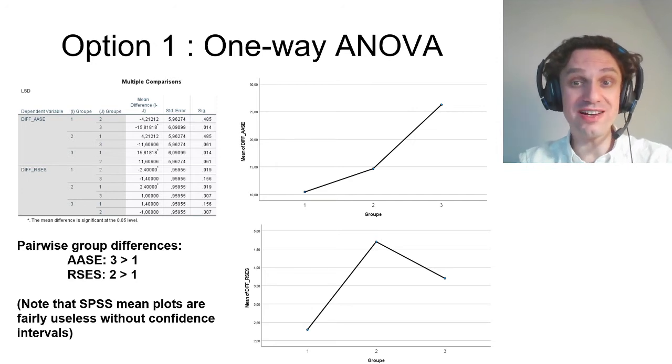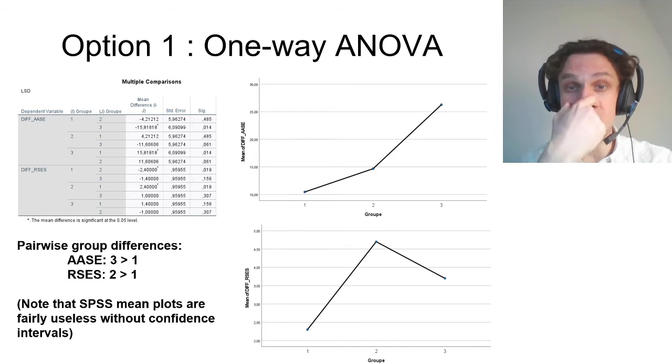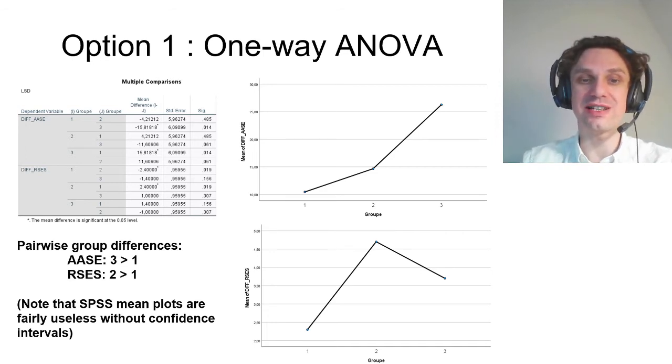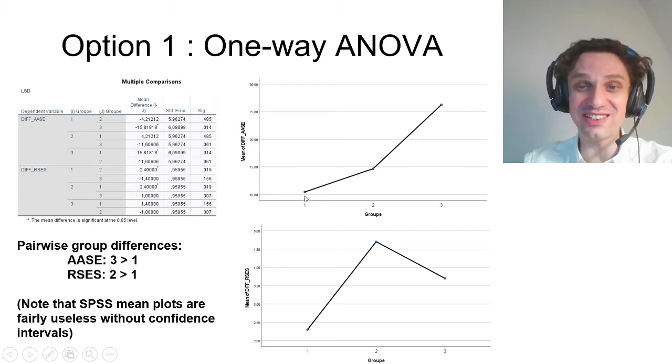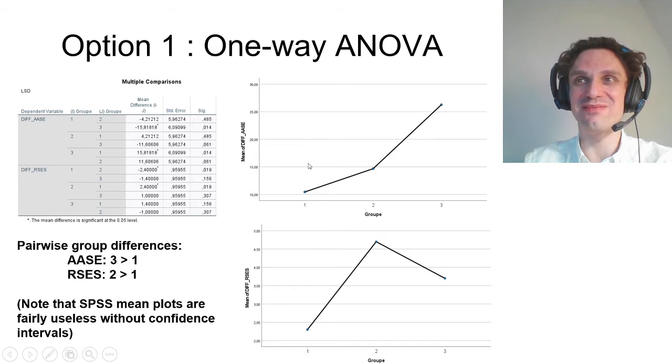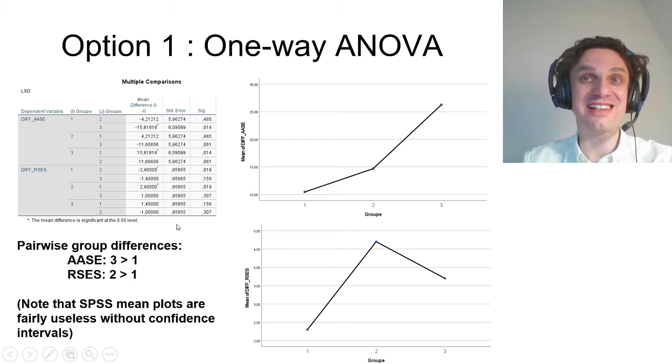And now we're interested which group has higher scores and which group has lower scores. In SPSS we can request some plots. Unfortunately, in one-way ANOVA they are still fairly useless because they contain no confidence intervals. So you cannot be sure whether this difference is large or small. You don't see what to compare it with. But, well, at least something.